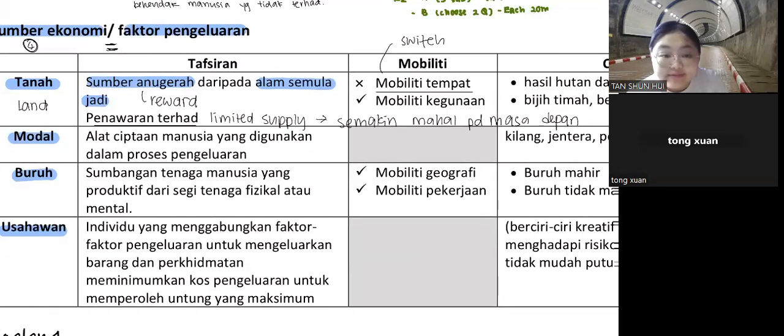No, I can't. But can I switch the usage? Yes, I can. If I have a piece of land, I cannot move the land from KK to Putrajaya, but I can switch the use of the land. Originally, this piece of land I used for planting. Now I don't want to plant anymore. I can make it into a parking lot. I can switch it and build buildings and so on. All right, I can switch the usage.